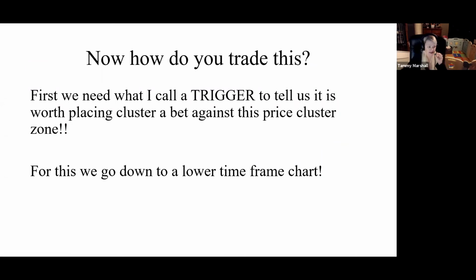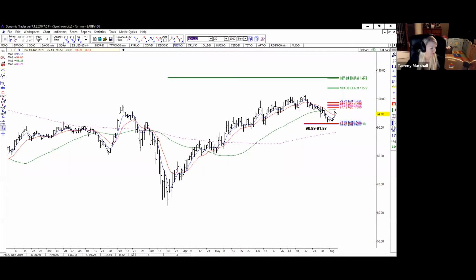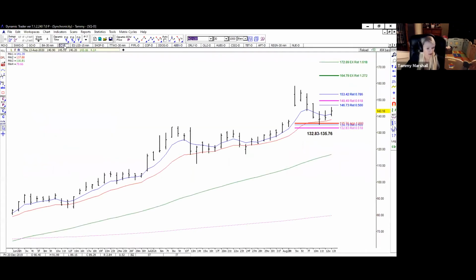So how do you trade this? We use something called a trigger to tell us it's worth placing a bet against that cluster. So let's look at Square here. Okay, so Square, you have your setup 132 to 135.